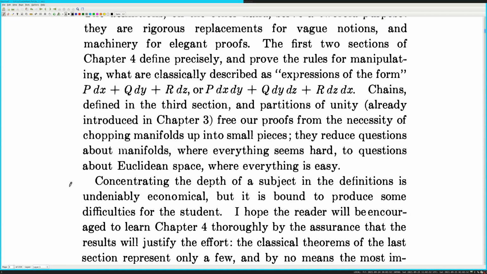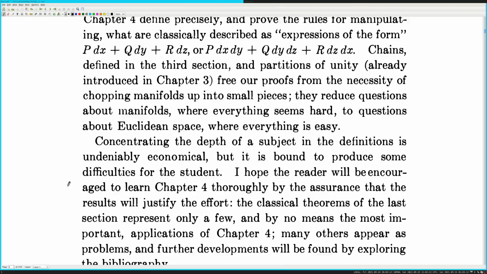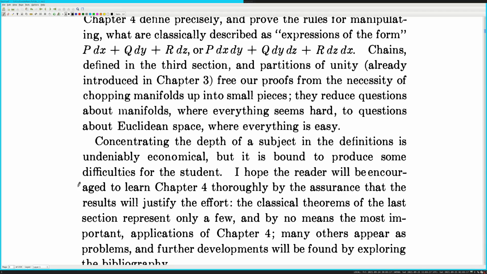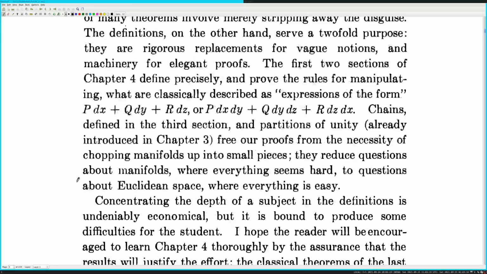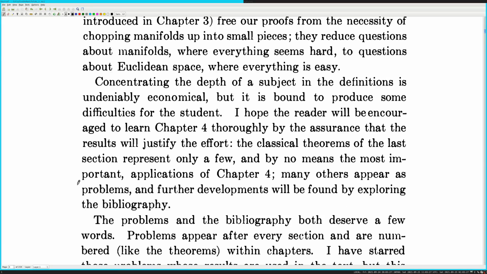Concentrating the depth of a subject in the definitions is undeniably economical, but it is bound to produce some difficulties for the student. I hope the reader will be encouraged to learn Chapter 4 thoroughly by the assurance that the results will justify the effort. The classical theorems of the last section represent only a few, and by no means the most important, applications of Chapter 4. Many others appear as problems, and further developments will be found by exploring the bibliography.